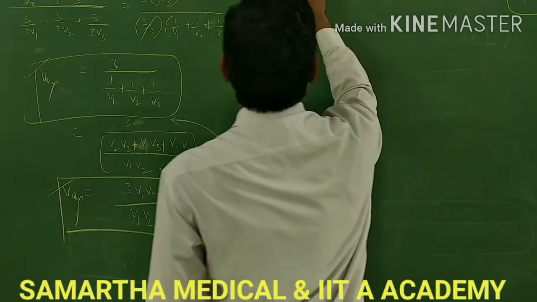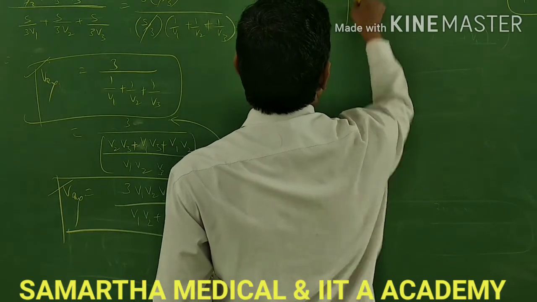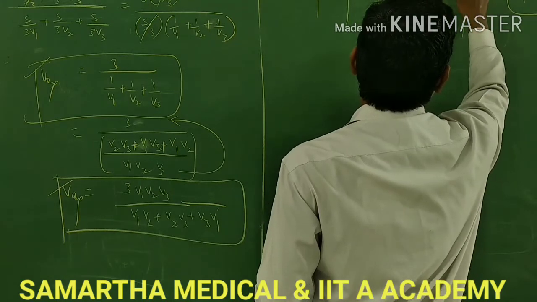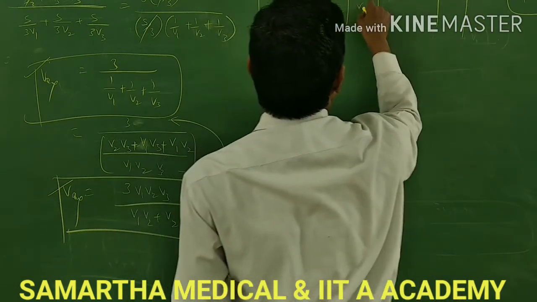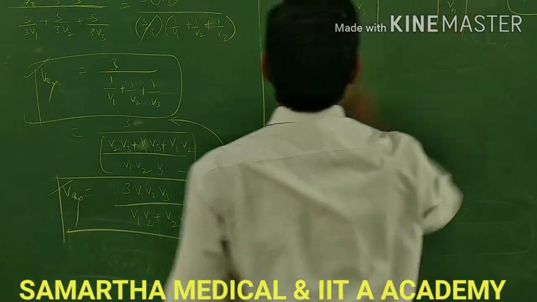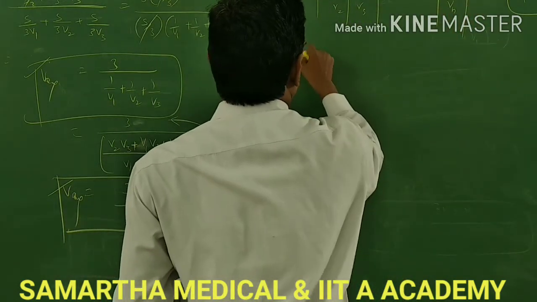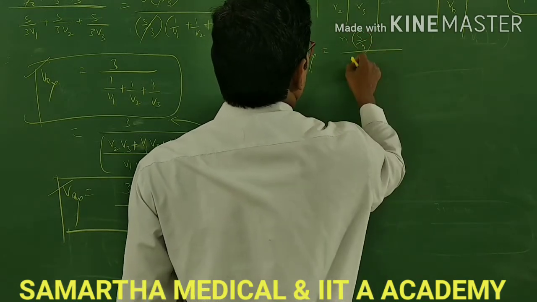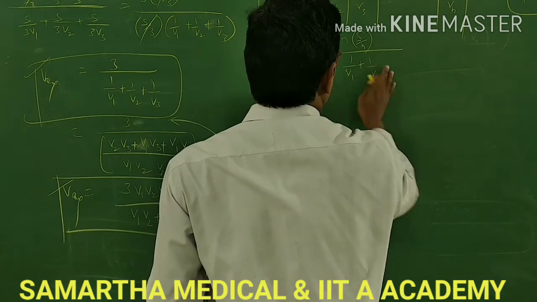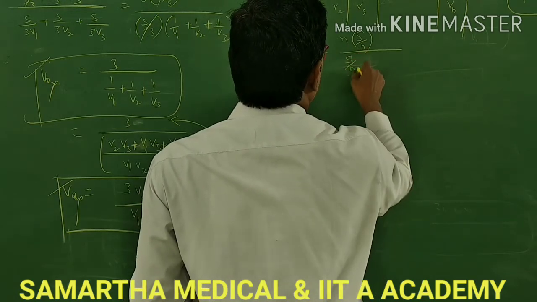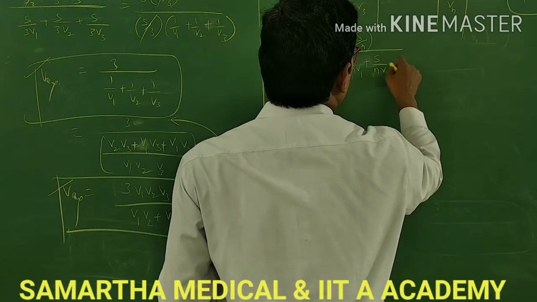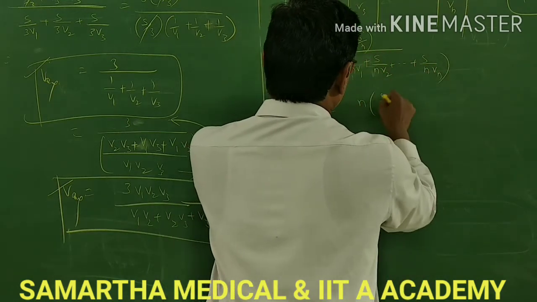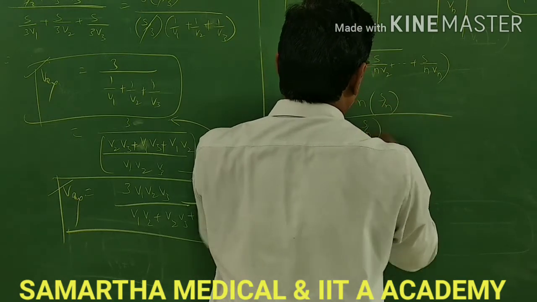Total journey distance S, divided into parts of S by n, S by n, S by n, and so on, with speeds V1, V2, V3, and so on, Vn. Then V average is equal to S by n times n divided by 1 by V1 plus 1 by V2 and so on. That is S by n V1 plus S by n V2 plus so on plus S by n Vn. N into S by n, you make common.